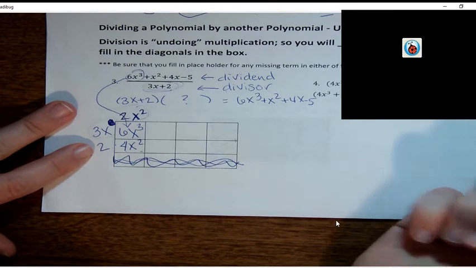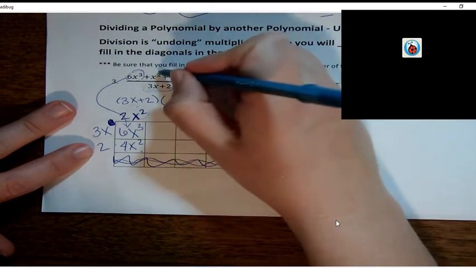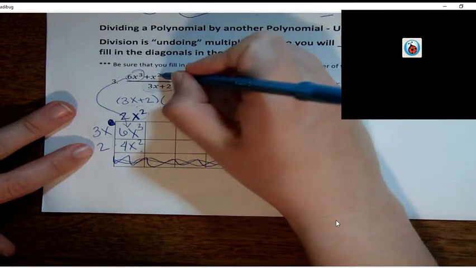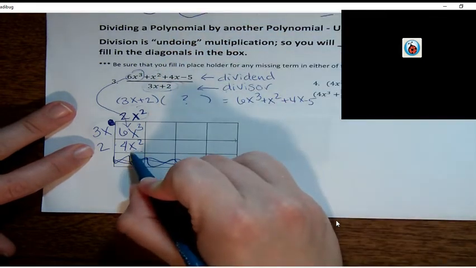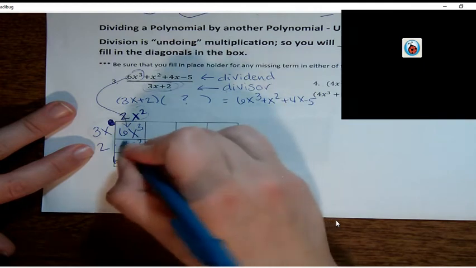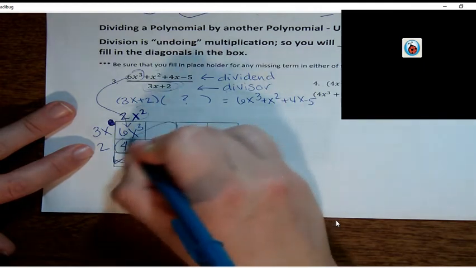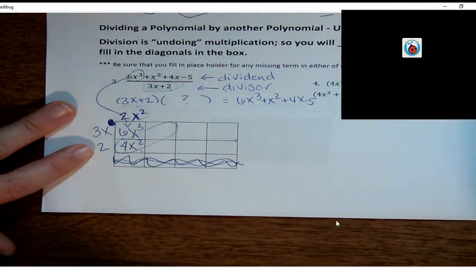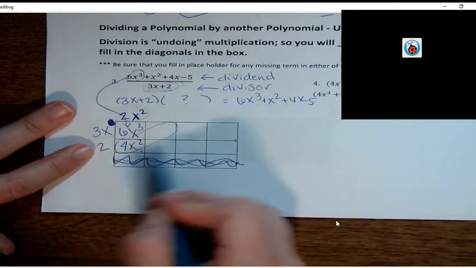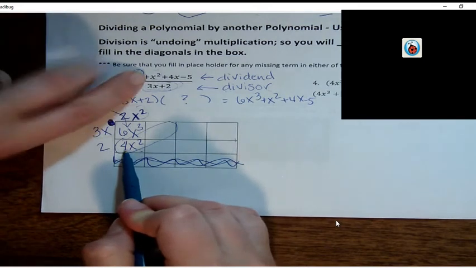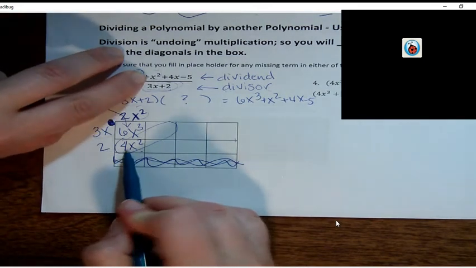I need to look at my next term. So my next term is right here, x squared. Okay, I have 4x squared right here, but I need, when I add, a toddler's coming in. Hi. When I add my diagonal here, I need to get my x squared, but I have 4x squared.